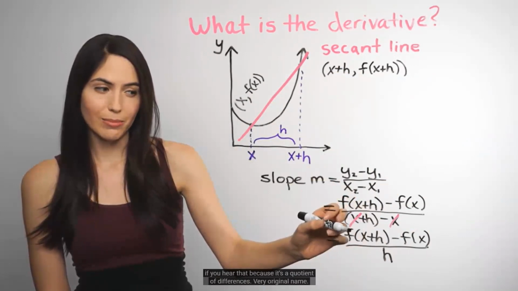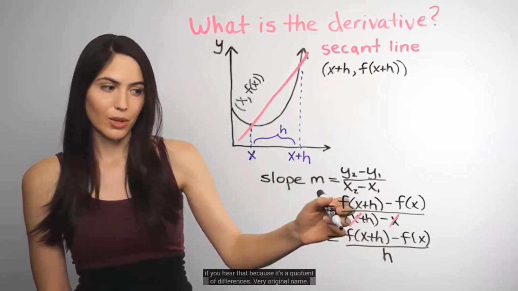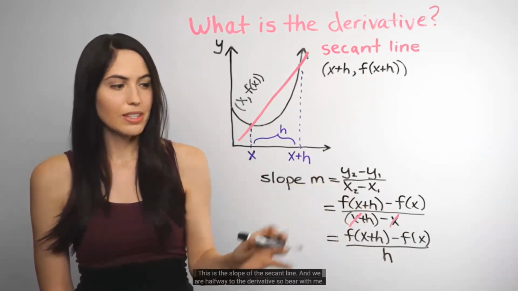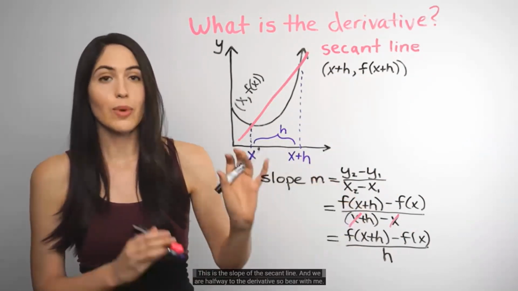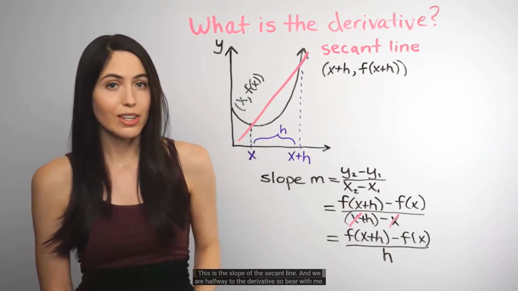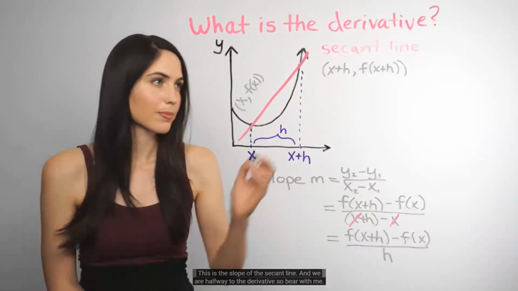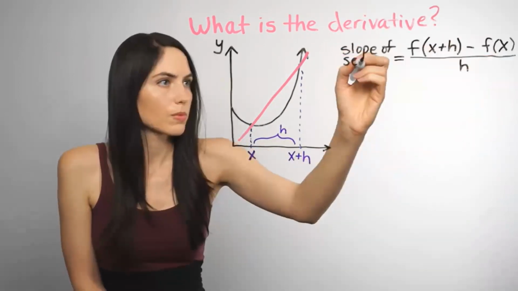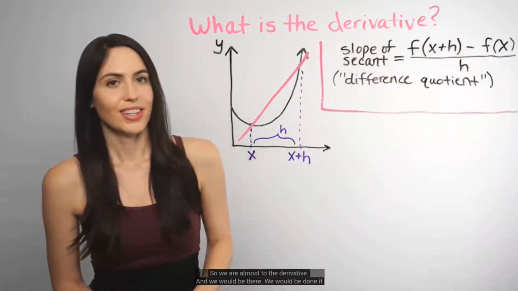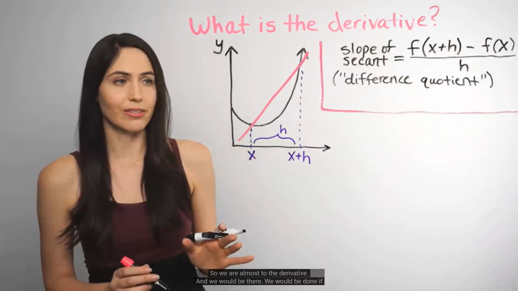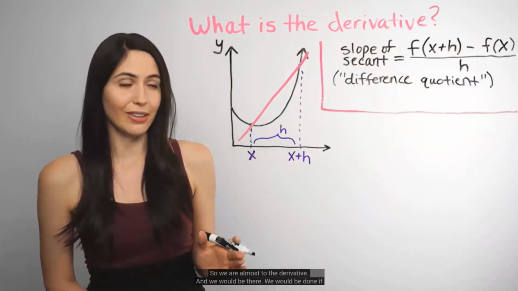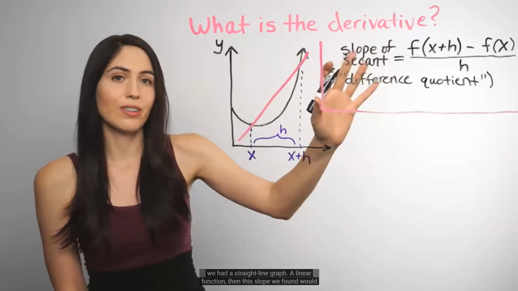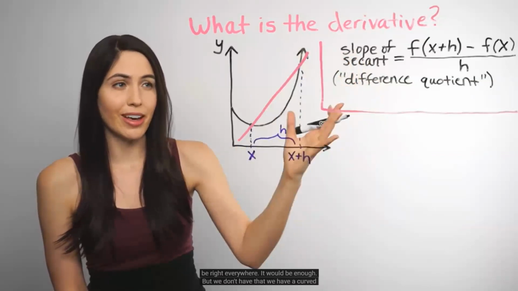It's the quotient of differences, very original name. This is the slope of the secant line. We are halfway to the derivative, so bear with me. We are almost to the derivative, and we would be there, we'd be done if we had a straight line like that, a linear function. The slope we found would be right everywhere.